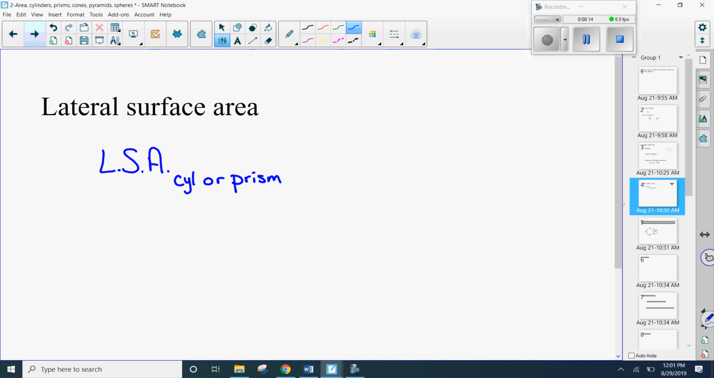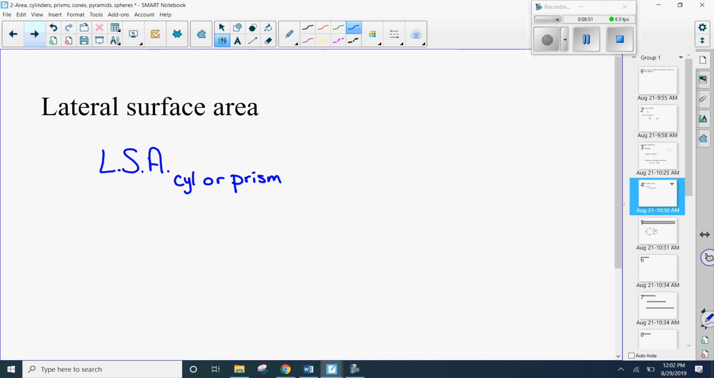So if we talk about what wraps around, it's like the label of a soup can. But when you open it up, it's a rectangle, so it's going to be base times height. But what is the base right here the same thing as? In this case, it's going to be the circumference.